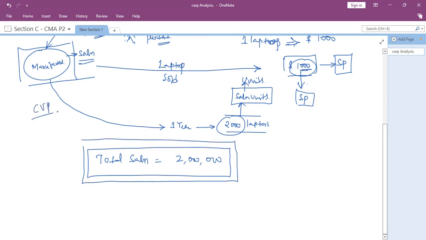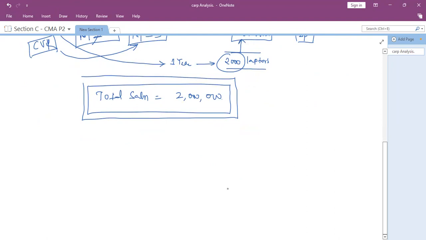In CVP analysis, one of the assumptions is that all manufacturing is equal to sales units. If not equal, we'll discuss in advanced level what will happen. As of now, the assumption is that what is manufactured is sold. Please keep it in mind. Can you tell me how we got this 2 million? Sale price into units.